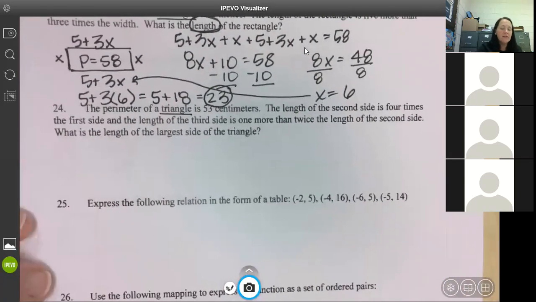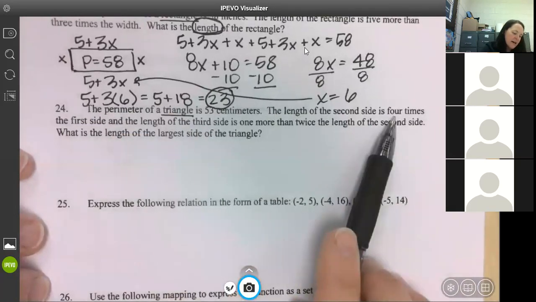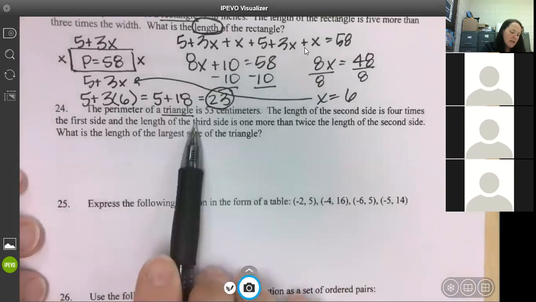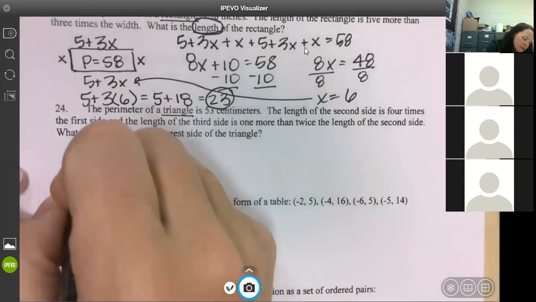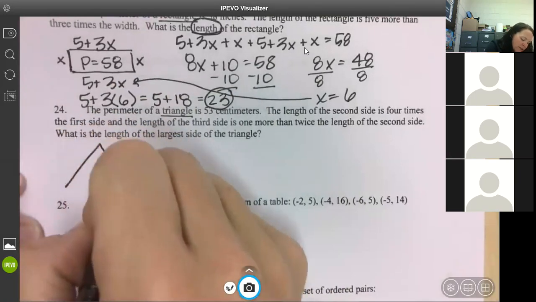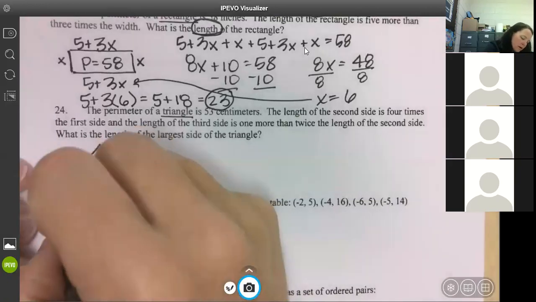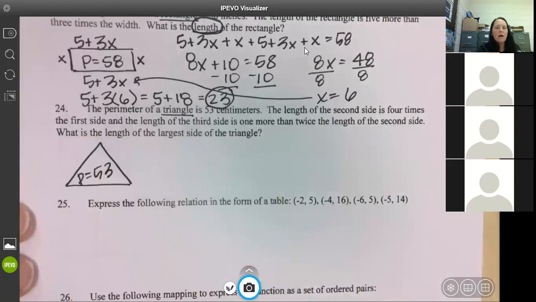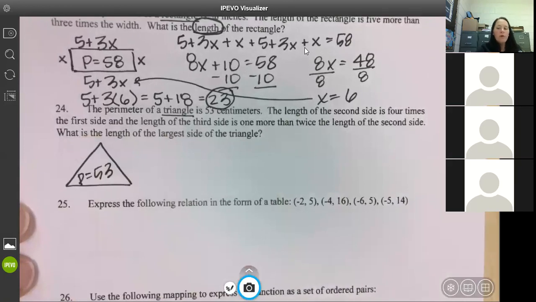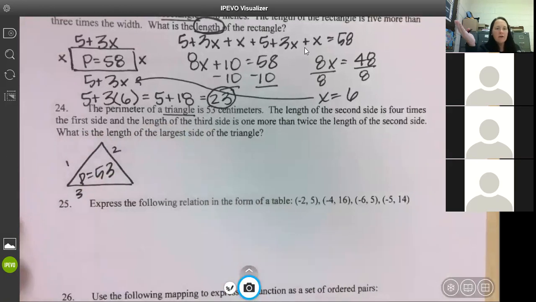All right, so this one is a triangle. It says the length of the second side is 4 times the first side, and the length of the third side is 1 more than twice the length of the second side. Sounds crazy, but we're going to slow it down. I always just make a triangle that looks like this. I probably shouldn't, but I do. And the perimeter is 53. You can put whatever. This is the first side, this is the second side, this is the third. I don't care. You can pick any side. It's not going to matter.